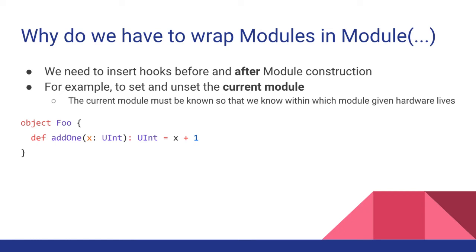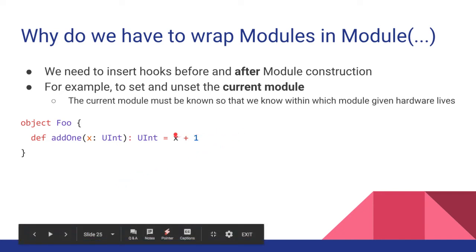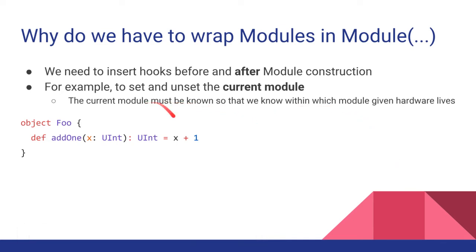And so the way it works is when you do this addition, that plus will go and check the global state to see what the current module is, and then push this IR node into that module. It'll say, I have this addition of x with 1 inside of that module. And so, like I said, that's why we have to wrap modules in Module, because we need a hook before and after construction. If you look at object Module method apply, you can see the code that we run before and the code that we run after.